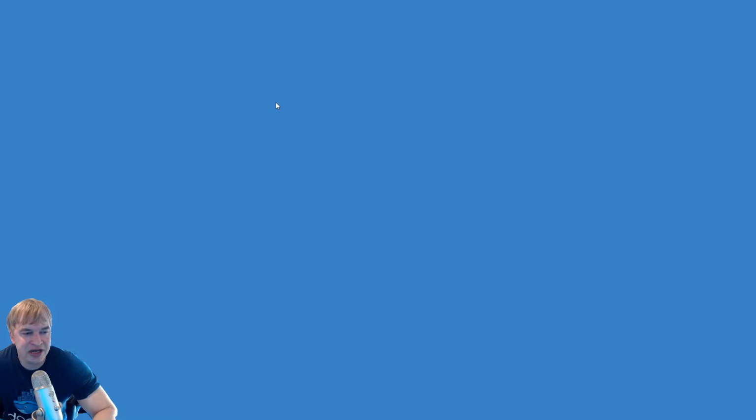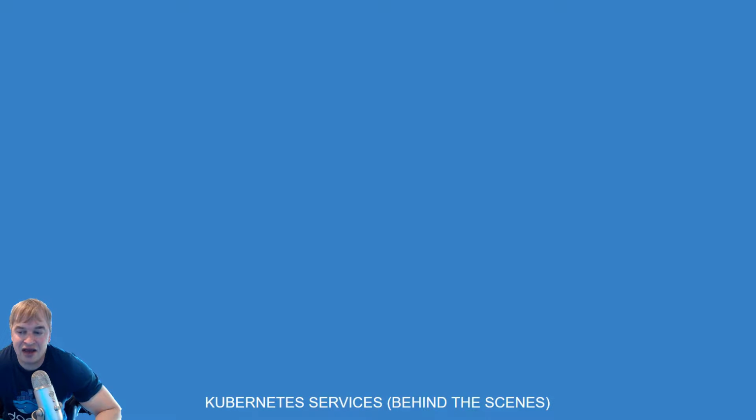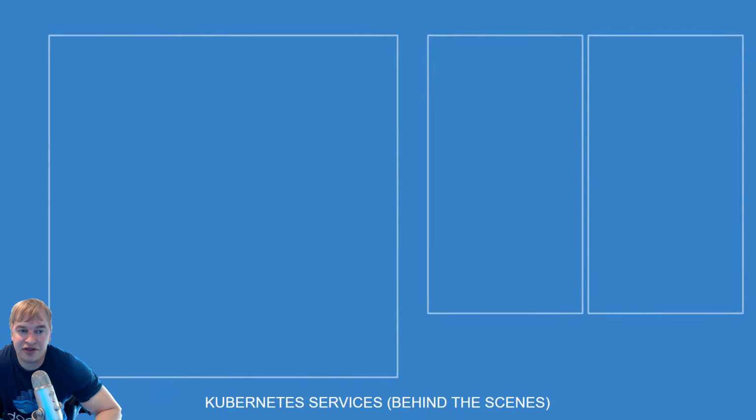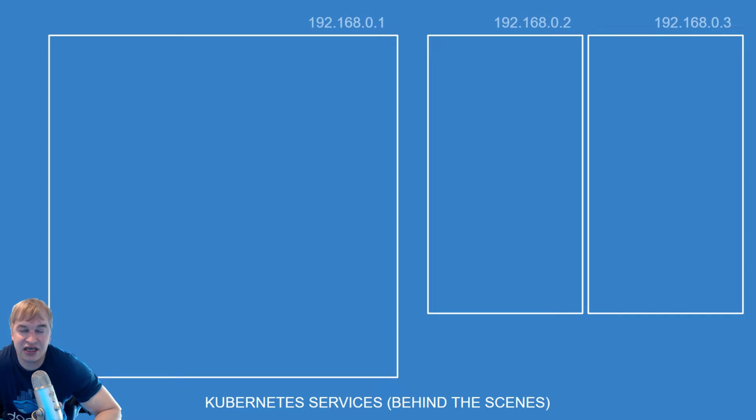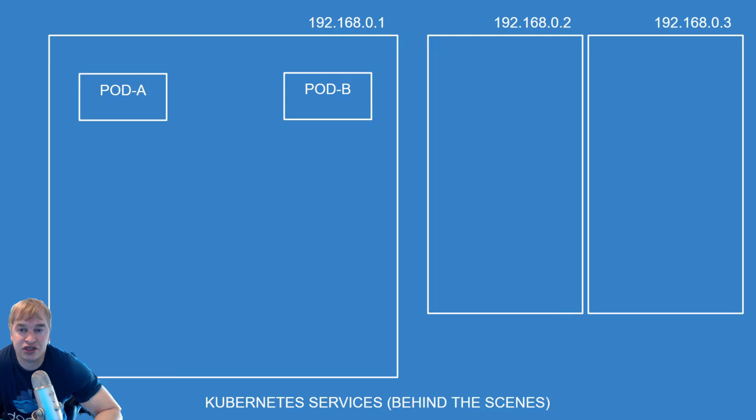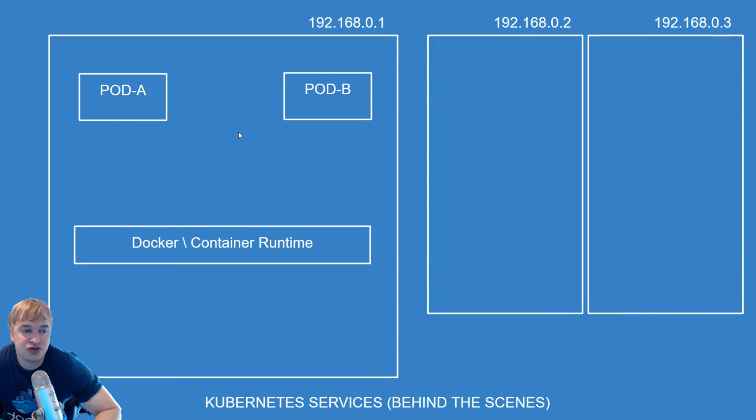So what does Kubernetes do behind the scenes? There's literally no real magic. It's all automation around Linux container features and Linux networking features. So let's say we have an environment of three machines running in our Kubernetes cluster. They each have an IP address and we deploy our applications to this. Now, let's say we, for example, have pod A and pod B as containers running on this machine. These containers run as part of the Docker runtime, or any other container runtime.